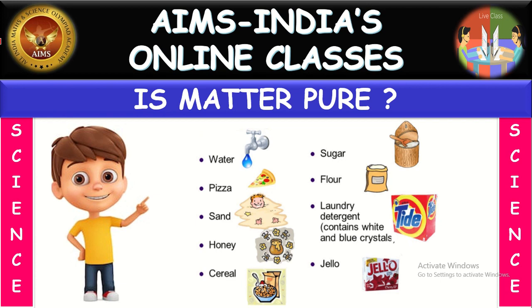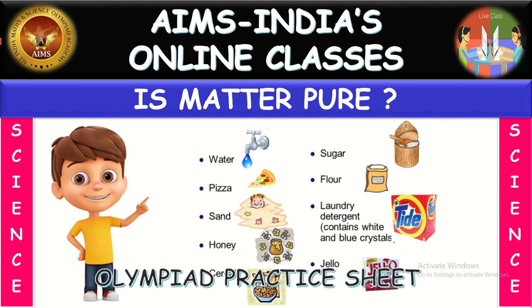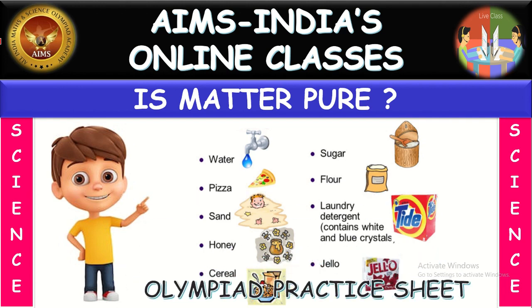This is science session. Here we are discussing the chapter Is Matter Pure. In the earlier sessions we have seen how matter is classified, what are pure substances, impure substances, different kinds of mixtures, types of mixtures, and how to separate these mixtures. Now we are going to see a practice sheet, an Olympiad practice sheet related to this chapter. Okay, let us start this practice sheet.